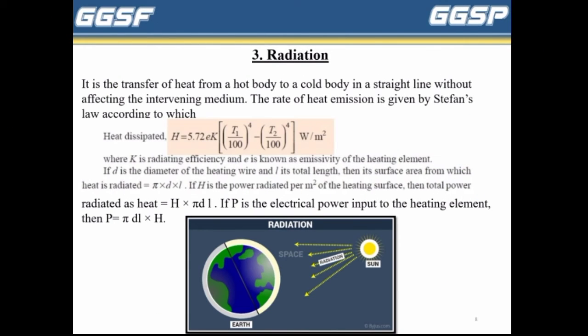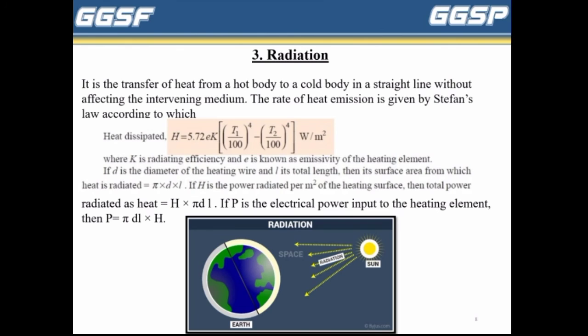Radiation is the emission or transmission of heat energy in the form of waves or particles through space or through a material medium. The rate of heat emission is given by Stefan's formula, which is given below. Here, K is the radiating efficiency and E is known as the emissivity of the heating element. If D is the diameter of the heating wire and L its total length, then the surface area from which heat is radiated is equal to pi times diameter times length.